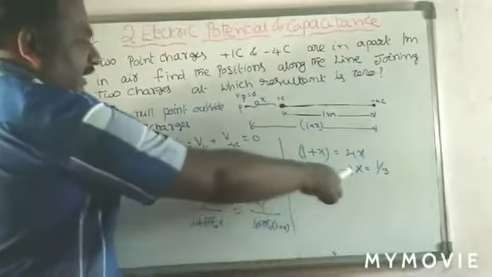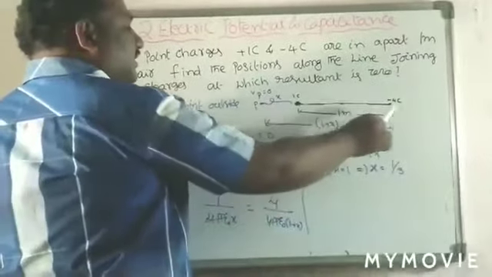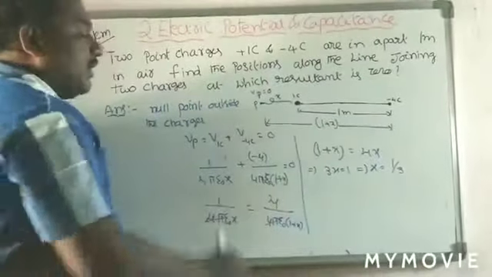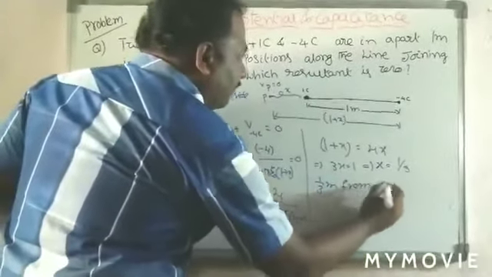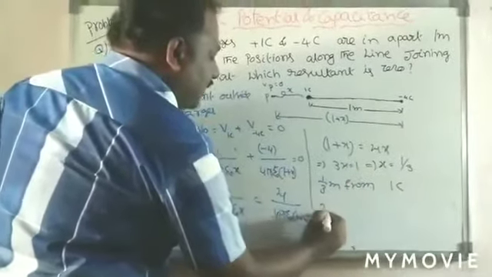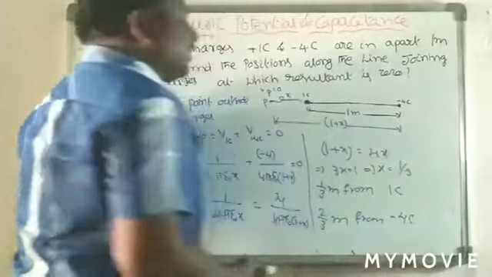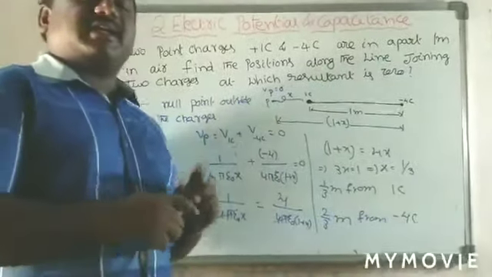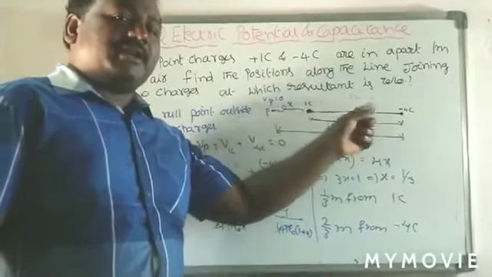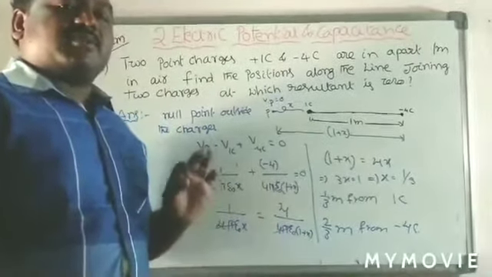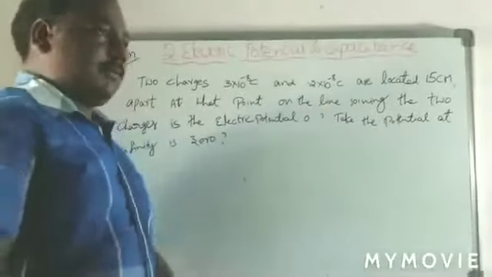So from this, x is the distance of the point from 1 coulomb, and 1 plus x is the distance of the point from minus 4 coulomb. So the null potential point is 1 by 3 meters from the 1 coulomb charge, 2 by 3 meters from the minus 4 coulomb charge. Like that, the null potential point can be calculated in two cases. Remember, in the first case the null potential point is in between two charges, and in the second case the null potential point is outside the charges. See the next problem, an NCERT problem.